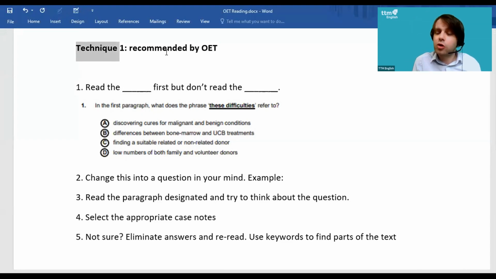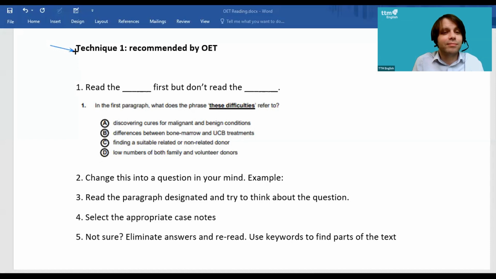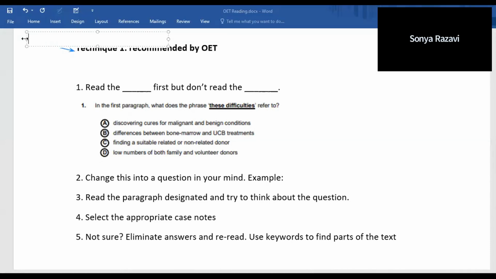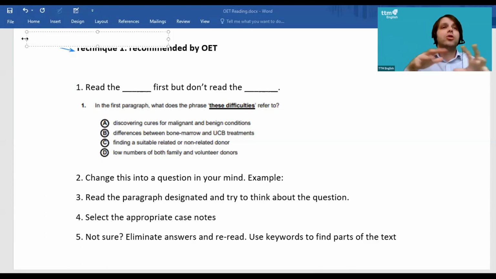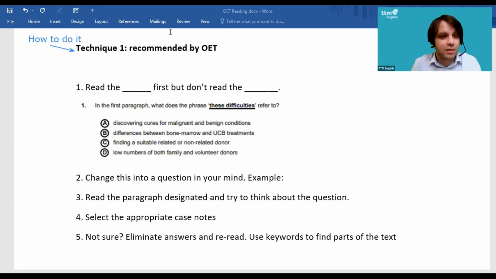Ayesha? Joshna? What does technique mean? Technique is a trick, kind of like a skill. Well, a skill is more like what you're trying to do, but this is how to do it, how to find the answer. Yeah, right? The skill is what. This is how to do it, okay?